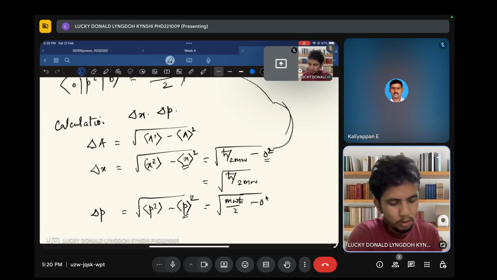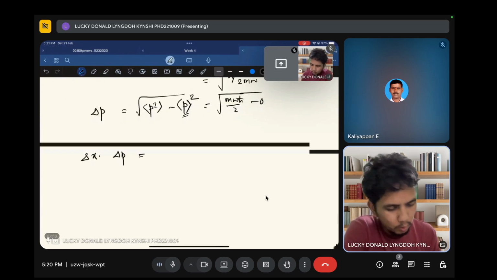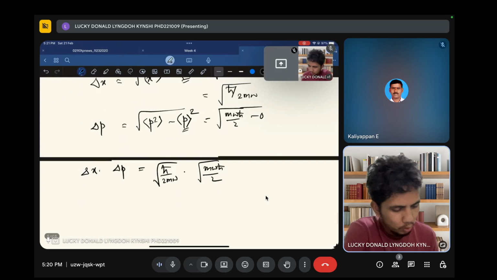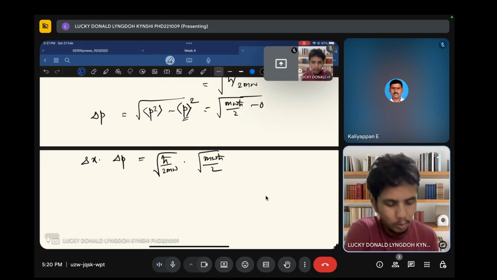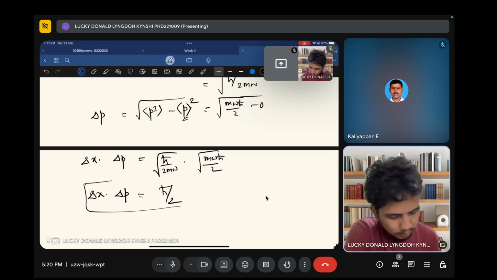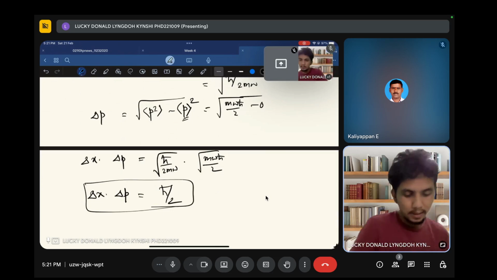Now you just need to multiply del x and del p. What is the value of del x? Del x is h cross by 2m omega, del p is m omega h cross by 2, right? So m omega and m omega will get cancelled, and you will get the value h cross by 2. So this is del x del p. Okay, so the last question of your week 4 assignment is done.